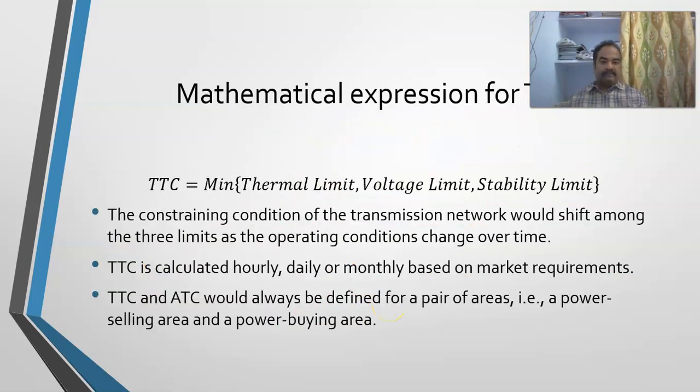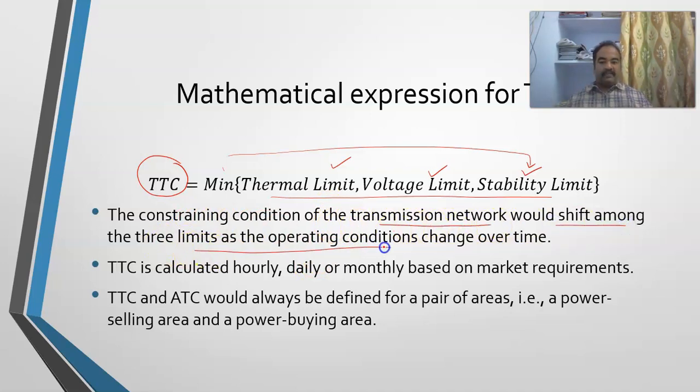Having said this, let us suppose I have three limits: thermal limit, voltage limit, and stability limit. TTC is obtained as the minimum of these three limits. Whatever the minimum value among these three is, that will be your actual TTC. And the constraining condition of the transmission network would shift among the three limits as operating conditions change over time, because the voltage limits and stability limits vary with respect to time and network conditions. So that's why TTC also will be varying all the time.